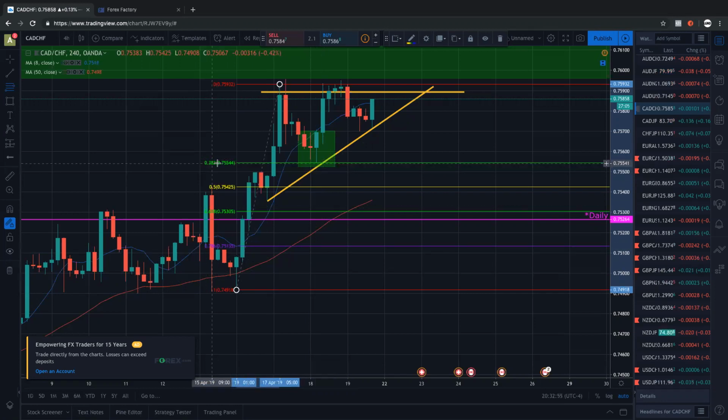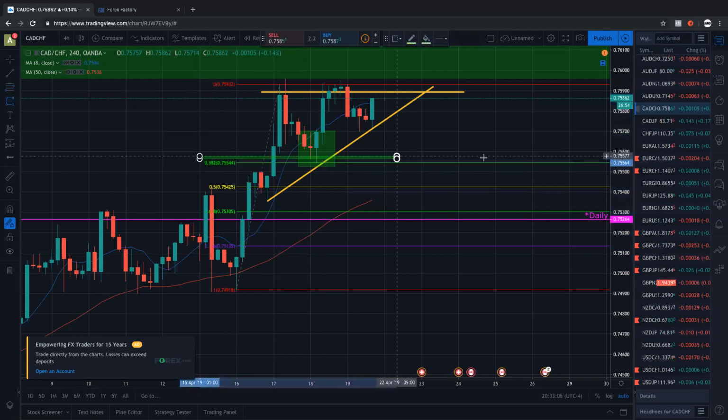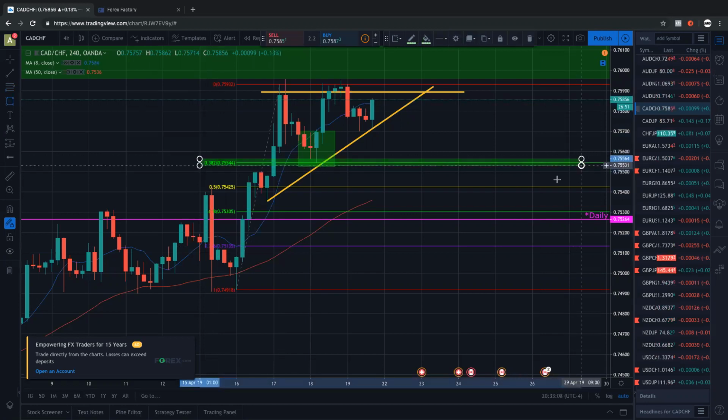So we have price at this level here, which was in the past last week. We had it stopping at the 382 level. Let's go ahead and just highlight this area, right?